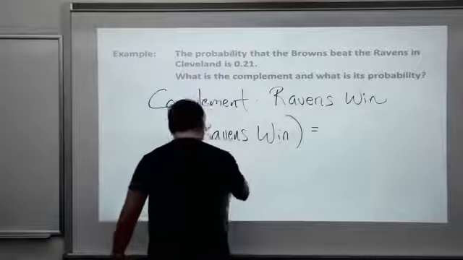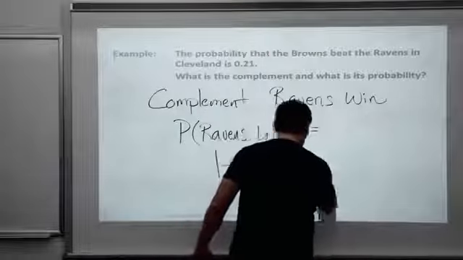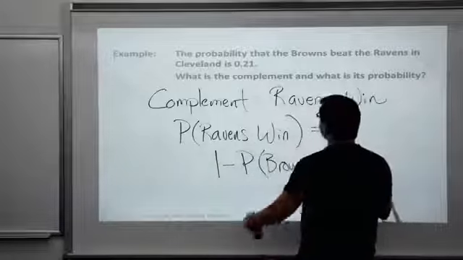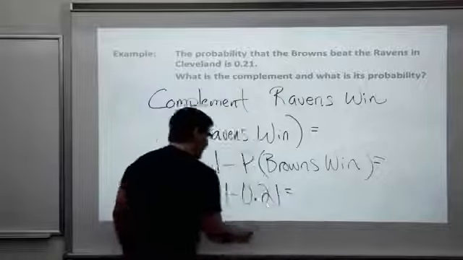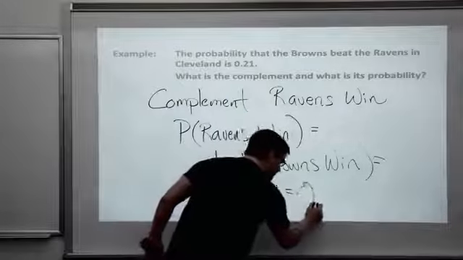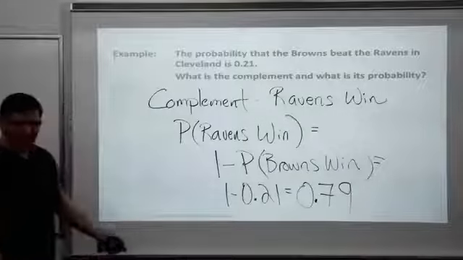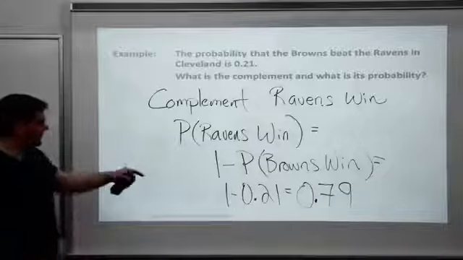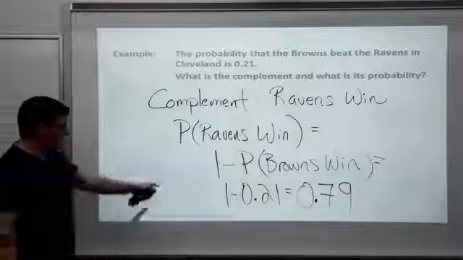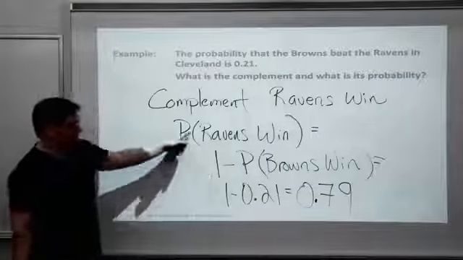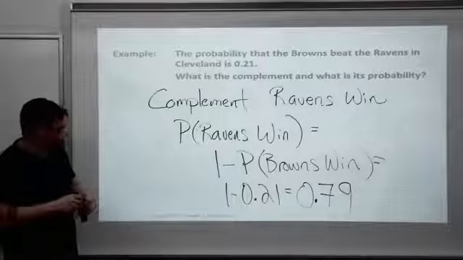The probability that the Ravens win is the complement. This would be 1 minus the probability that the Browns win. Again, it's easy, right? 21% chance. So 1 minus 0.21 is 0.79. Either one or the other is going to happen. Presuming no ties, 21% chance the Browns win, so there's a 79% chance that the Ravens win. I just used the complement rule.